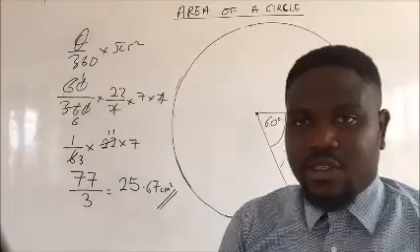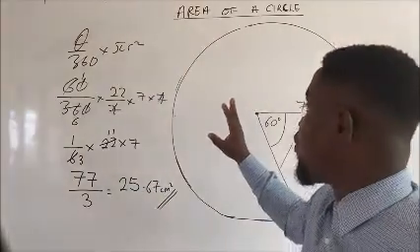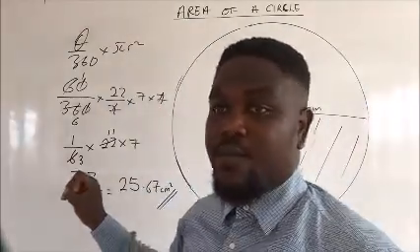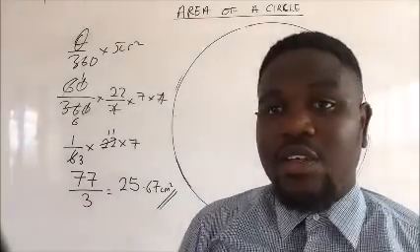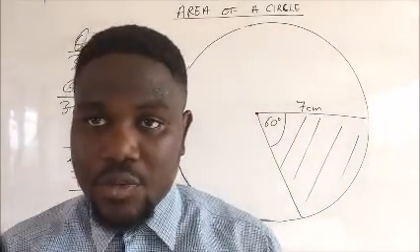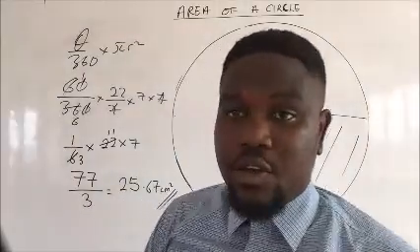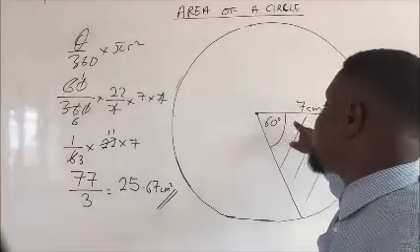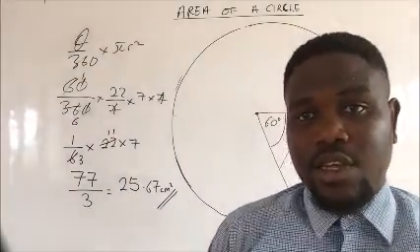So that is it. Today we have looked at 3 types of questions. That is when they ask you to find the area of a circle. And then they give you the area and ask you to find the radius or diameter. And we also looked at when they give you a sector and they say find the area of that sector.